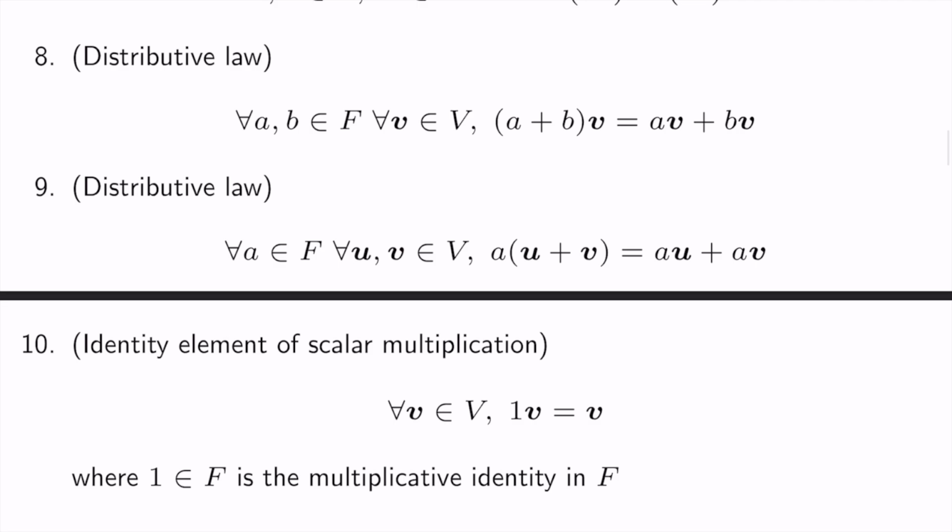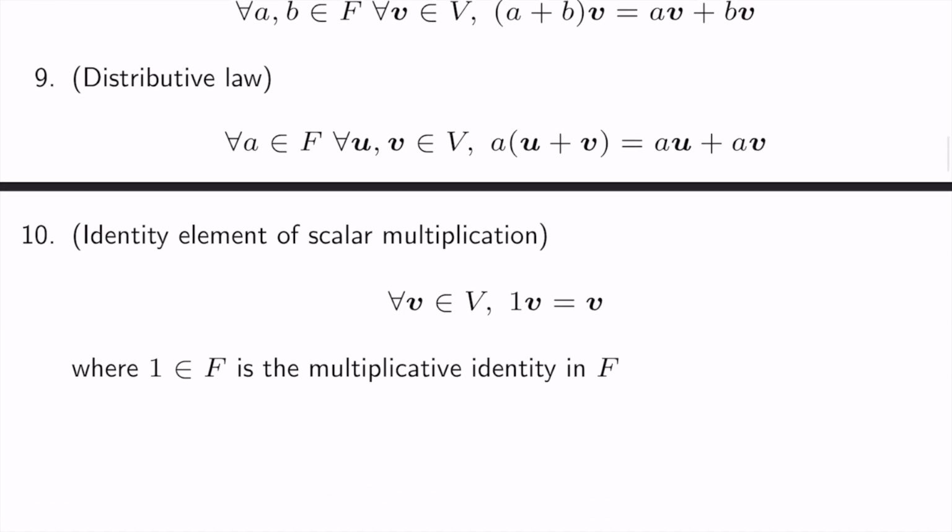And next is another distributive law. For any element a in the field F and any elements u and v in the set V, a times u plus v is equal to au plus av. Again, in this case, this addition and this addition are both the addition in the vector space.